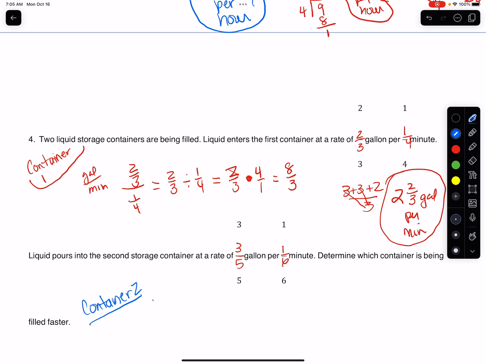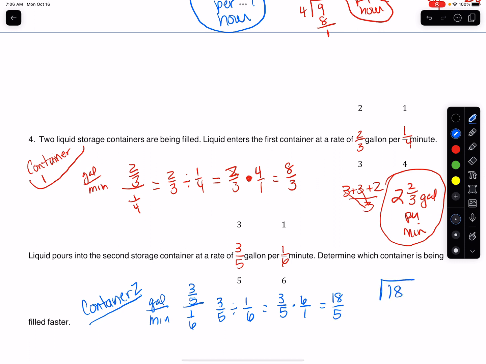Container 2 is still gallons per minute. So I'm going to put 3/5 over 1/6. That means 3/5 divided by 1/6. So I'm going to multiply by the reciprocal, and I get 18/5. That is an improper fraction, so I will divide 18 by 5. I can get close. 3 times 5 makes 15. Subtract, I get a leftover 3. So 3 3/5 gallons per minute.